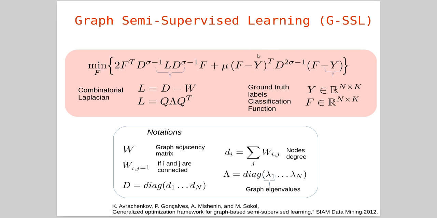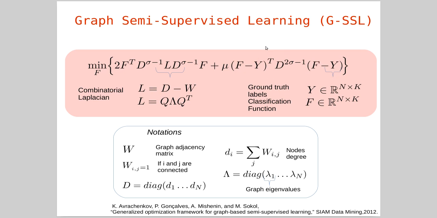What this term does is try to ensure that your classification function, which is the objective, is very similar to your ground truth labels, because on those you already had information on the class of the nodes. So the whole problem boils down to minimizing these two terms, as I said, one graph dependent and one label dependent, and the relative strength of the two is governed by this mu parameter. So I can decide that I trust more the graph structure or the input labels.